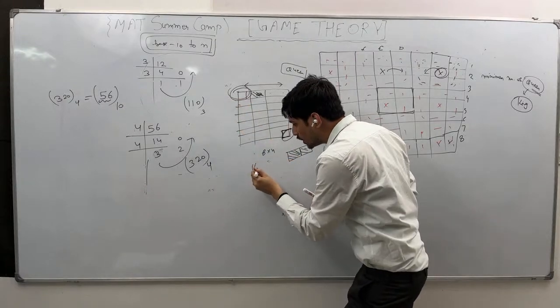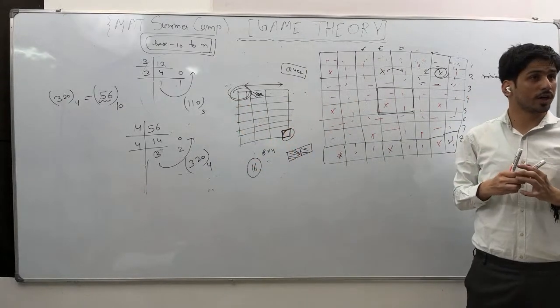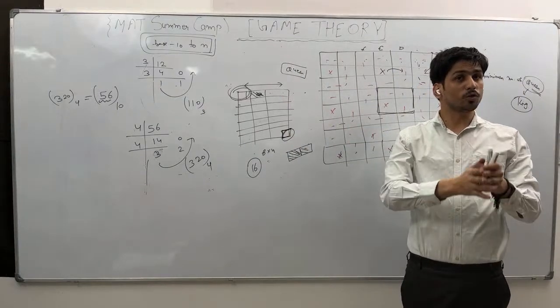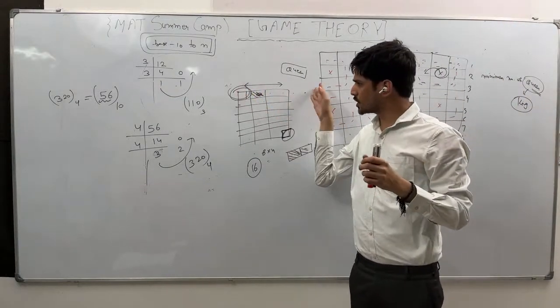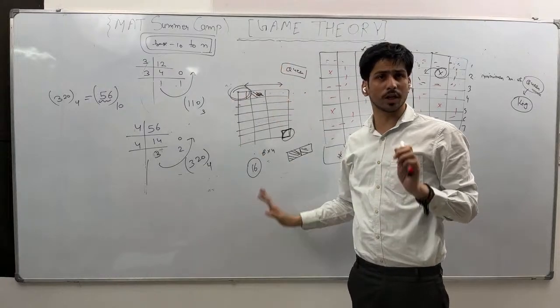So likewise, how many rows can I put? 16 rows. Are you getting my point? I have 32 square boxes. It means maybe 16 in a row like this, 16 and 16, total 32 I have.